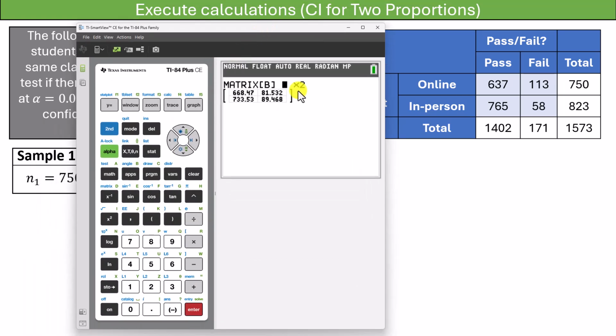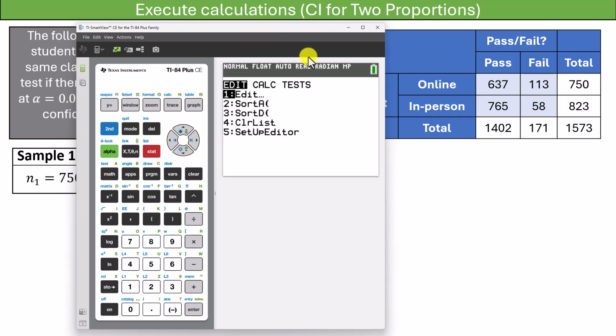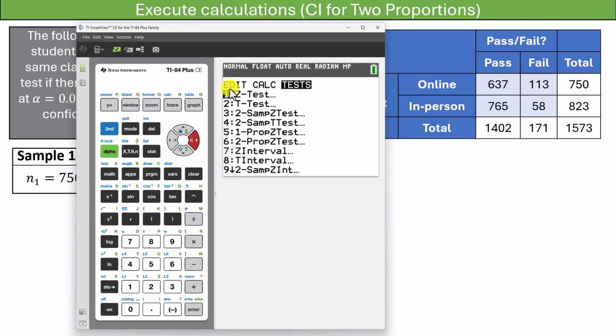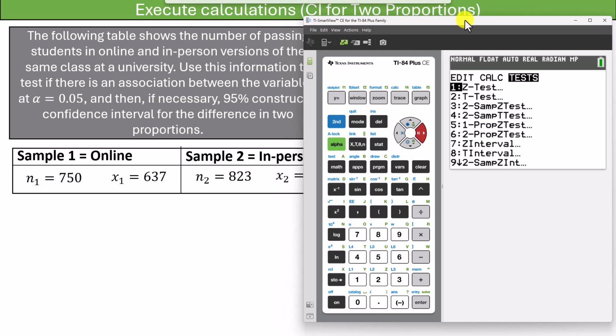Let's get out of this. So to get out of this screen, I can press second and then quit. And this is in the same menu that chi-square test was. So if we go to stat, and then we arrow twice to tests, move this to the right because I'm going to need some of those numbers.